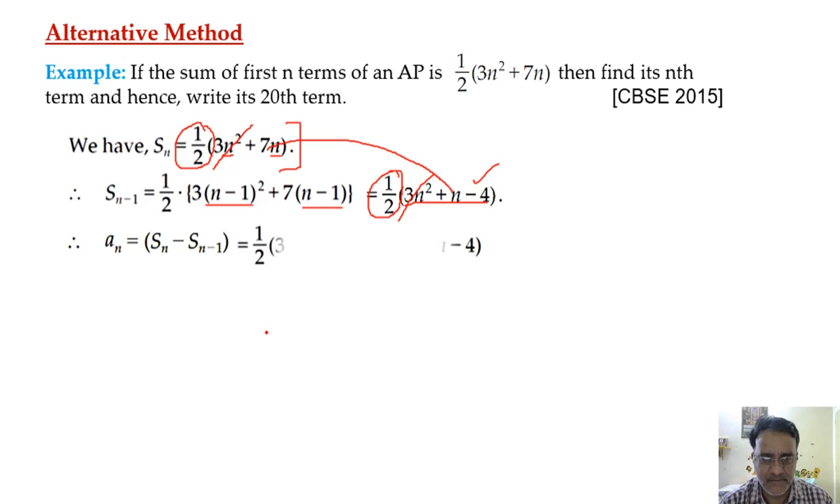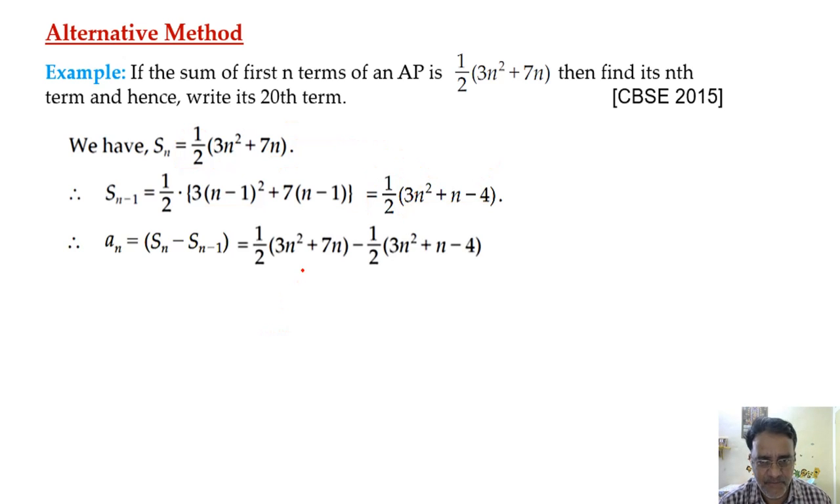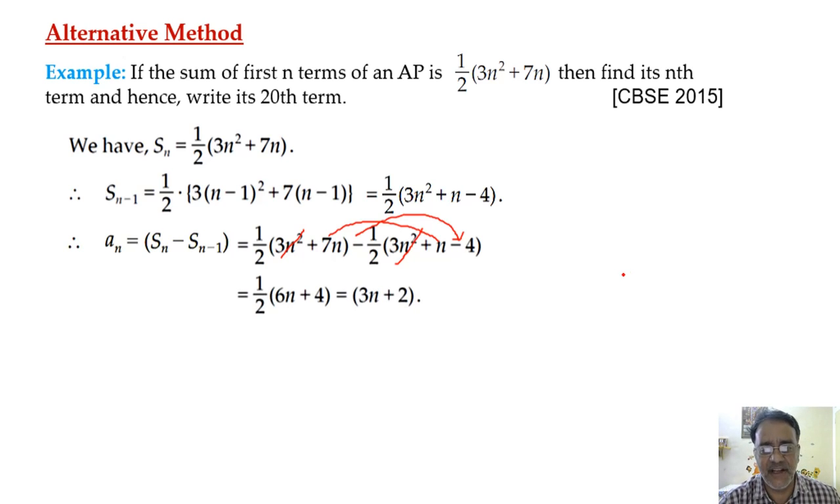Okay, look again here. If you take half common, this 2 will be cancelled, and this will become 7n minus n, 6n, and this will become plus because of this minus sign. So we'll get half into 6n plus 4, that is 3n plus 2. So this is the nth term. The problem looks very small, but here students make mistakes. Many students will make mistakes here.